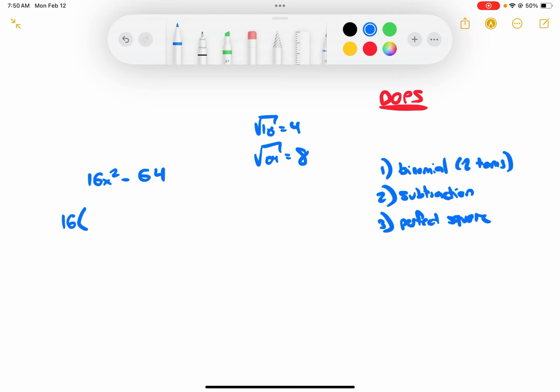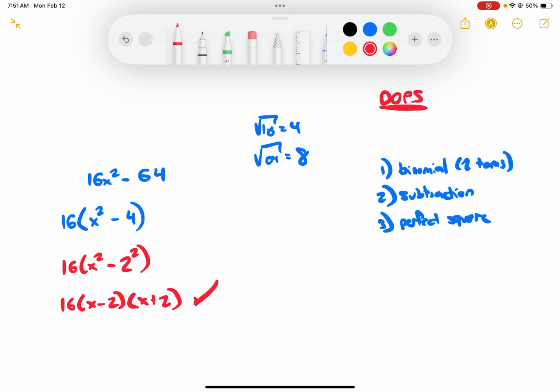16 divided by 16 is 1, so those cancel out, and I'm left with the x squared minus 64 divided by 16 is 4. And this is also a difference of perfect squares, because the square root of 4 is 2, so it'll be minus 2 squared, which would factor out to x minus 2, x plus 2. And that would also be a sufficient way to factor using the difference of perfect squares.